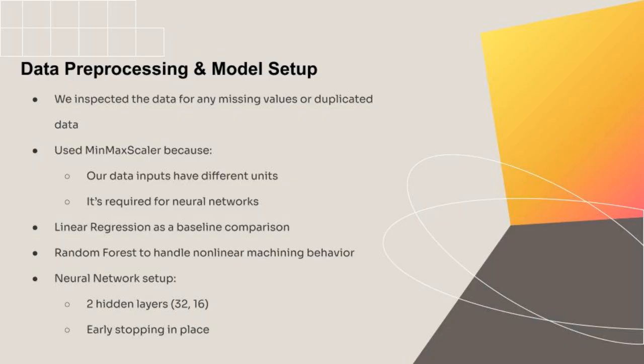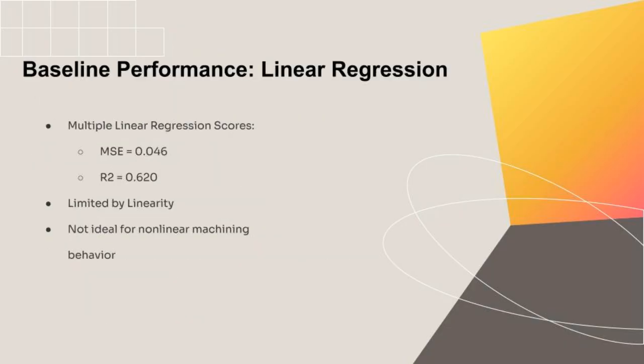For our models, linear regression was used as the baseline because it's simple and gives us a starting point. We chose the random forest model because it can naturally model nonlinear machining behavior. For the neural network, we used 2 hidden layers with 32 and 60 neurons, ReLU activation, and the Adam optimizer. We also enabled early stopping to prevent the neural network from overfitting.